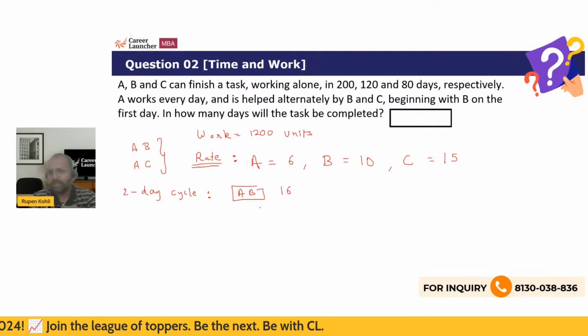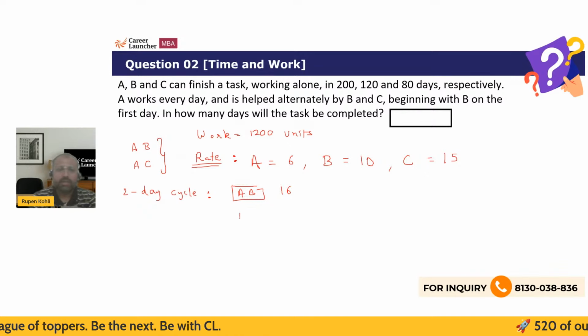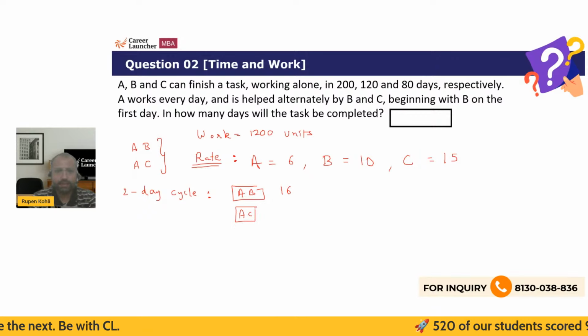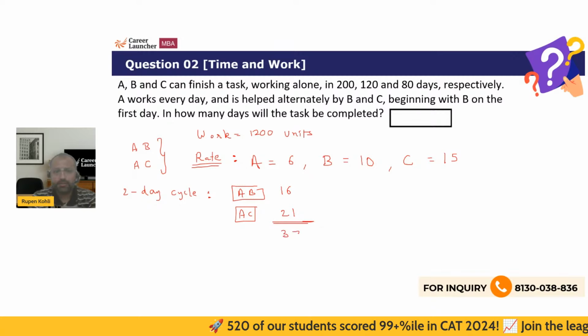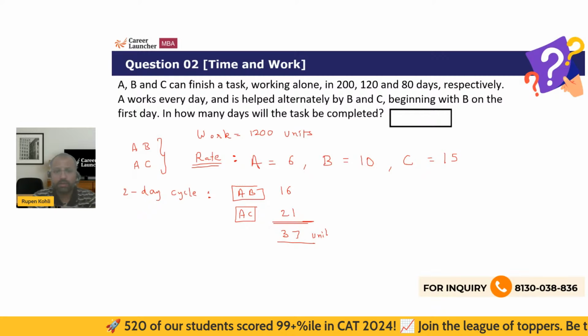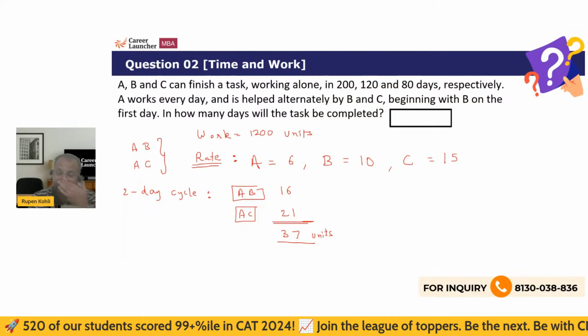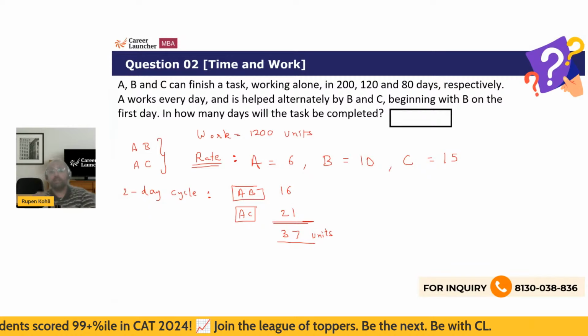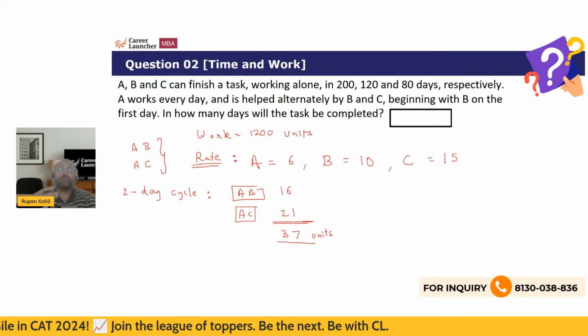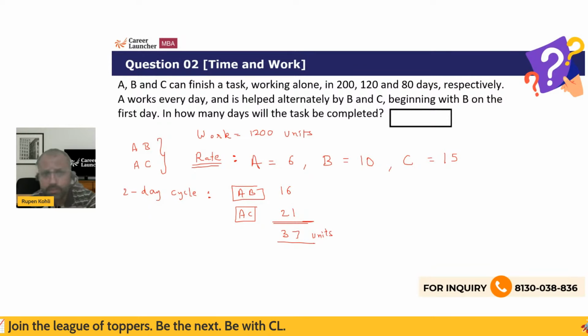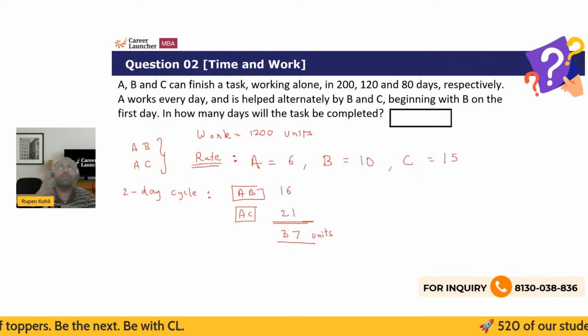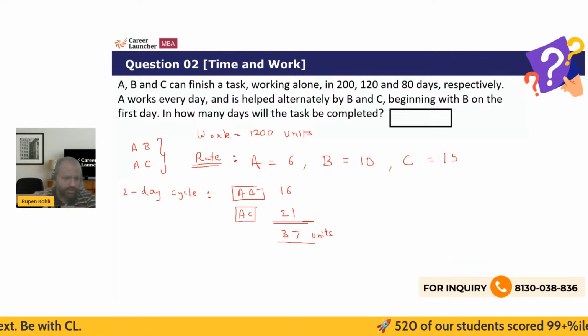A and B, 16 units of work done. A and C, 6 and 15, 21 units of work done. In a 2 day cycle, 16 and 21, 37 units of work is done. This 2 day cycle needs to repeat a sufficient number of times so that the work done is closest possible to 1200. So you have to think of the multiple of 37 closest to 1200.